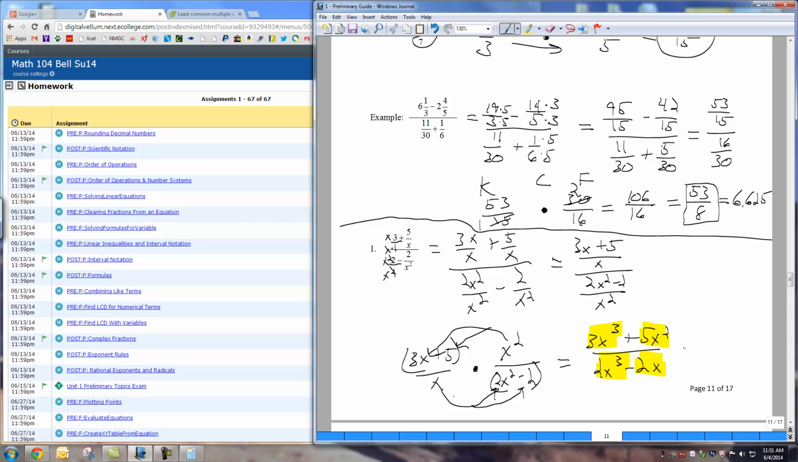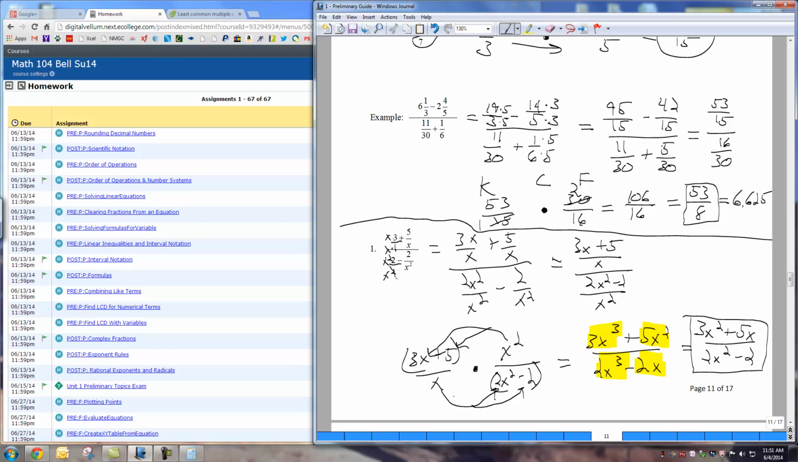So this becomes 3x squared plus 5x divided by 2x squared minus 2. And there's your answer. Can't go any further from that. All right?